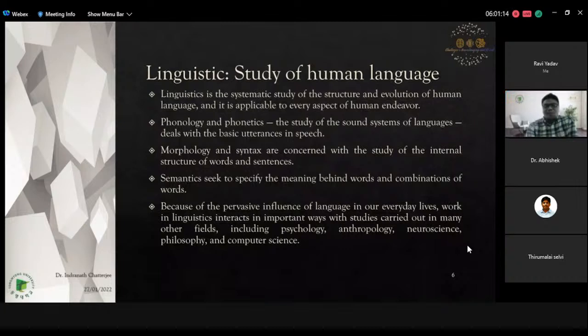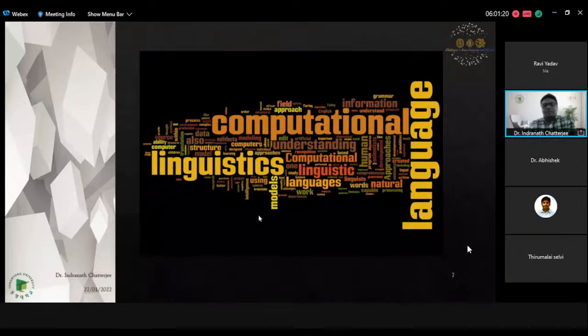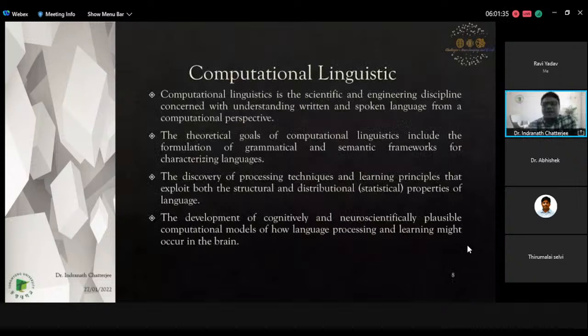Now, the computational part of linguistics is what we call NLP. Computational linguistics is a scientific and engineering discipline. It's not the humanities department, not the philosophical part, but the engineering discipline concerned with understanding written and spoken language from a computational perspective.